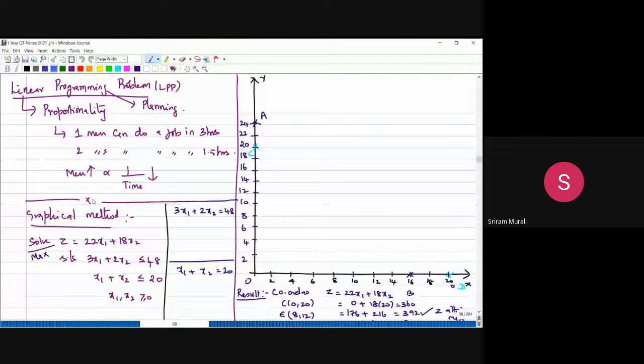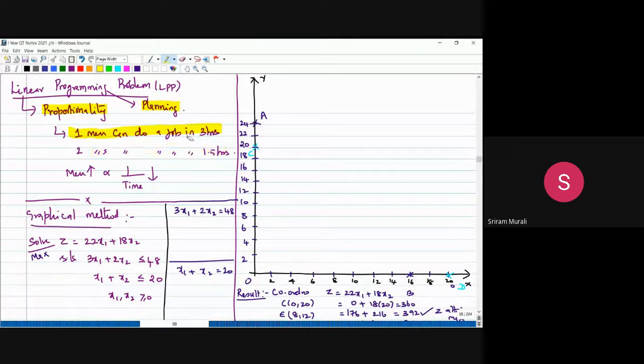What is linear programming problem? It's a 2-mark question. Linearity means proportionality. Programming means planning. And we are formulating it as a problem. We have learned this in class 6 or 7. If one man can do a job in 3 hours, then 2 men can do the same job in 1.5 hours.